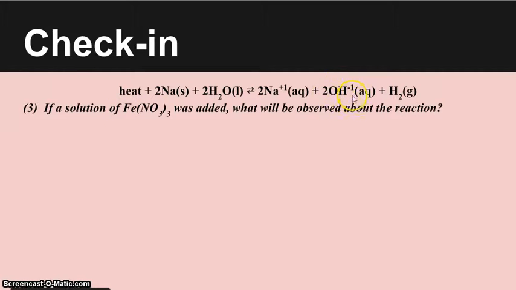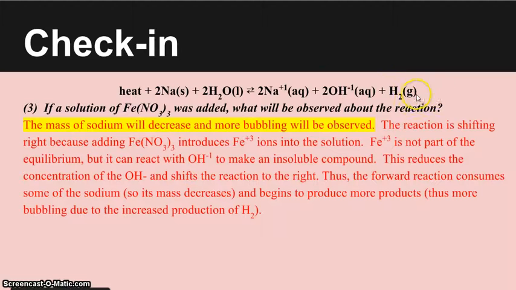So we would actually see a decrease in concentration of OH minus. Therefore, we'd see it shift to that same side of the reaction, which would use up some of the sodium and produce some of the hydrogen. So again, the mass of sodium would decrease and we'd see a little bit more bubbling in the reaction. And then again, here's a little written explanation. If you need to pause the video to read that, go right ahead.